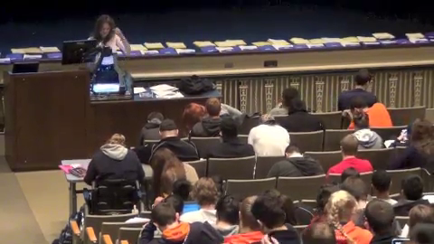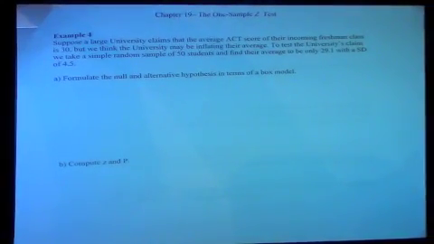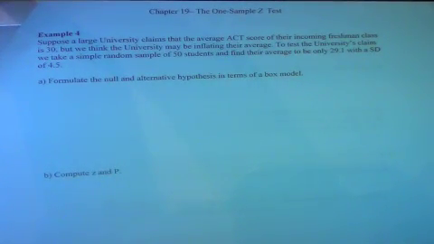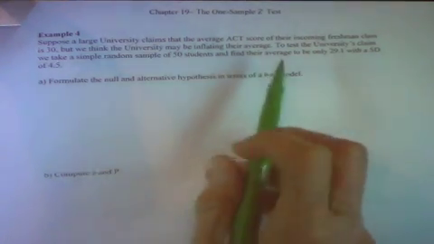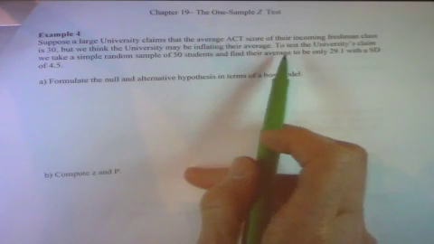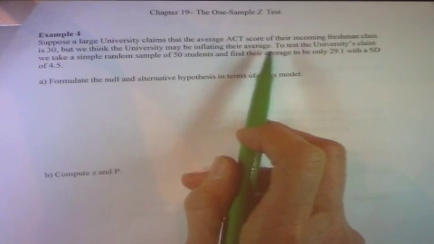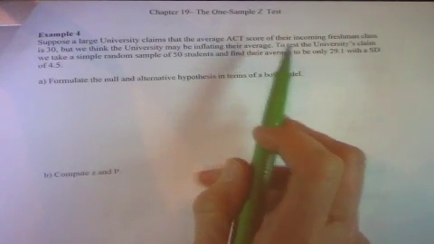Suppose a university claims that the average ACT score of their freshman class is 30. But we think the university might be inflating the scores, you know, for the US News and World Report ratings and so forth. Some universities have been known to inflate their scores. So we think the university may be inflating their average. They claim that it's 30, but maybe it's lower than that.